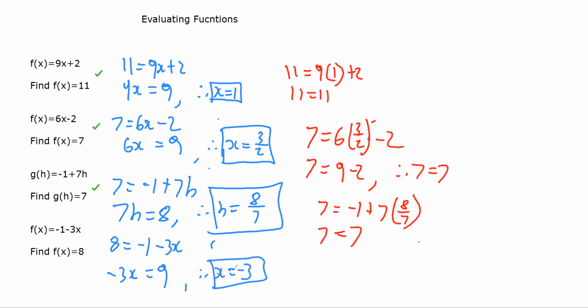Now, let's check that. If we check that, we will put 8 equals f of x, and it'll be a equals -1 minus 3 into negative 3. Now, that'll become a equals 8. Now, we can see that we got this problem right.